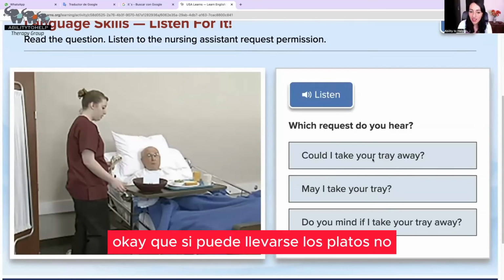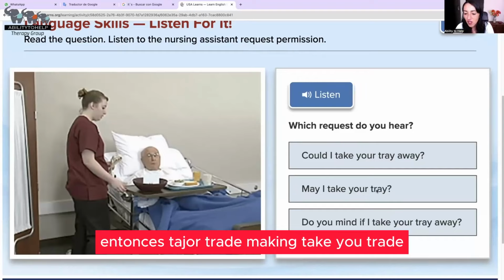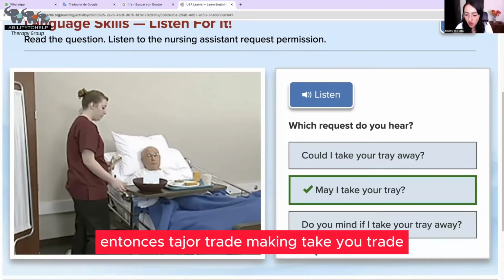Okay, que si puede llevarse los platos, ¿no? Entonces, take your tray. May I take your tray?